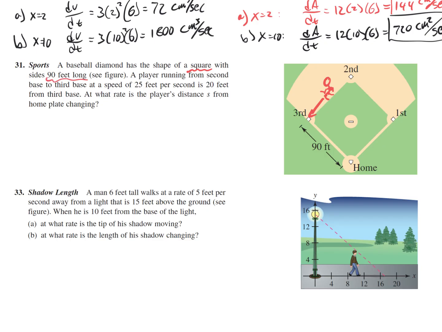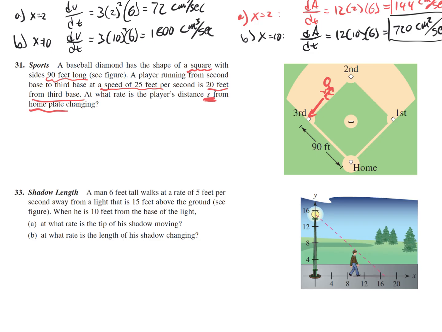So we've got 90 feet between two bases. The player is running from second to third. And we know his speed is 25 feet per second. And he is 20 feet from third base. And what is the rate that the player's distance S from home plate is changing?